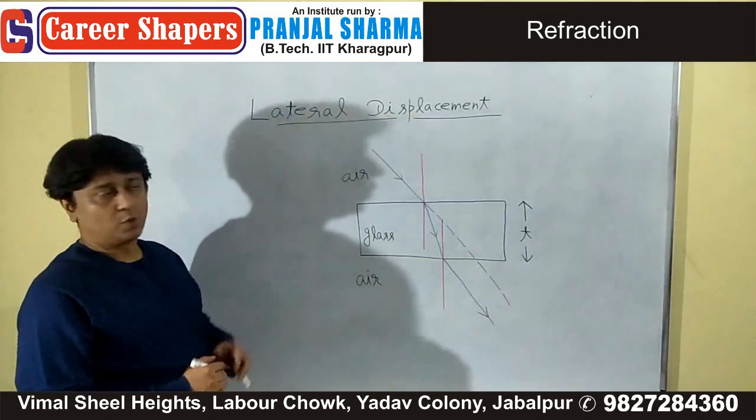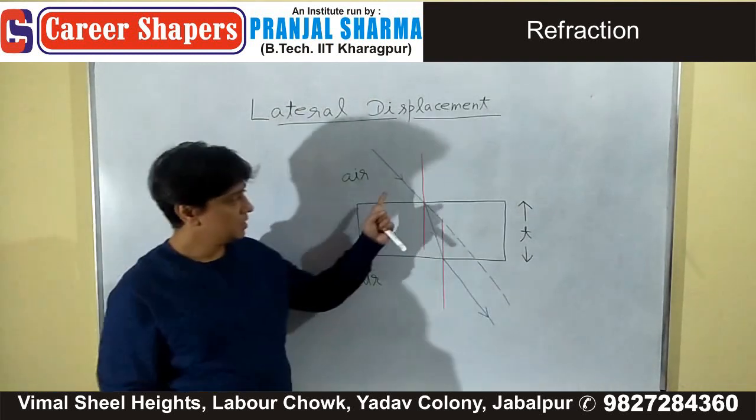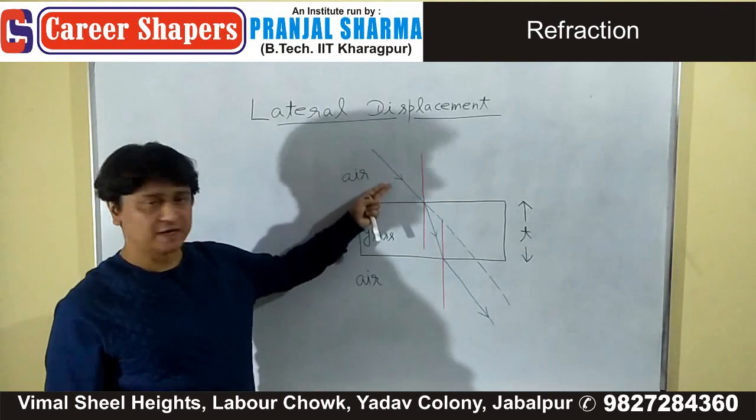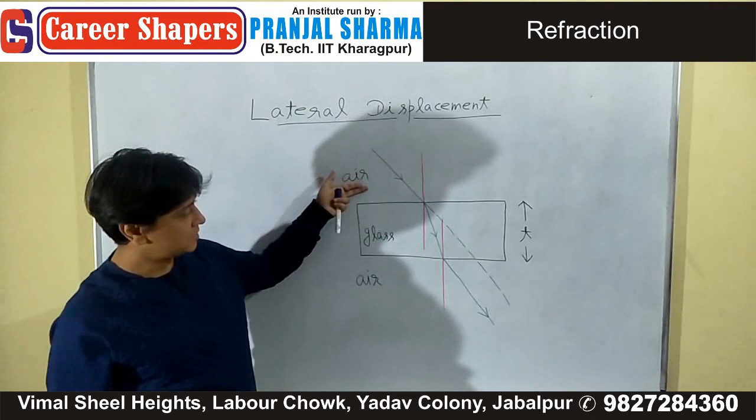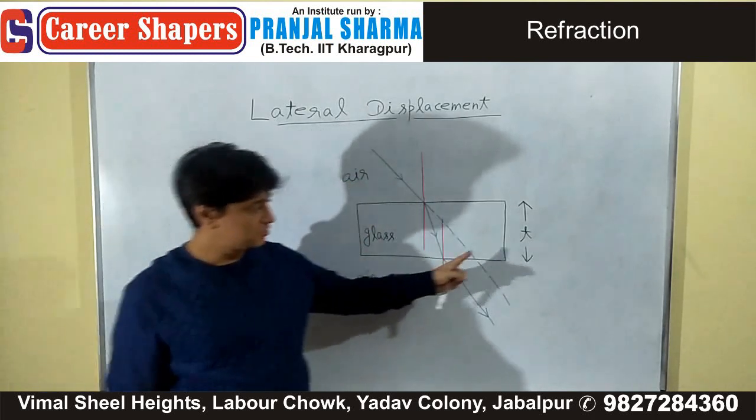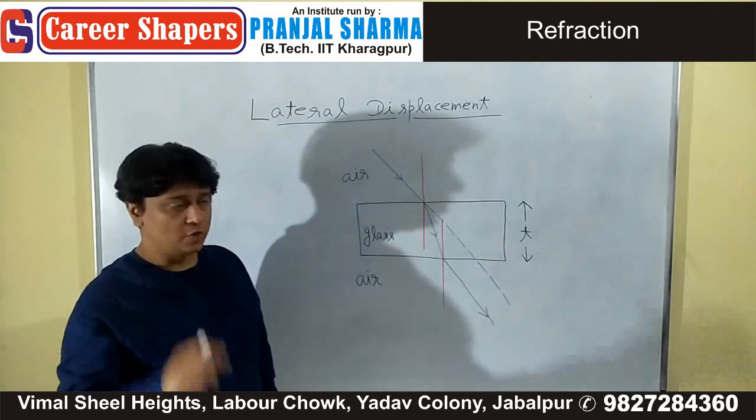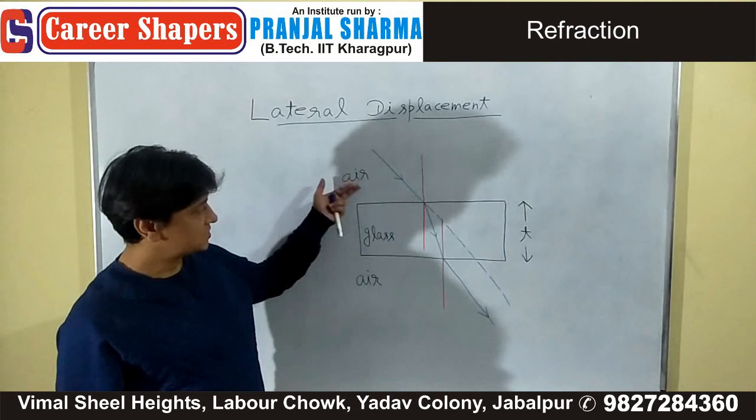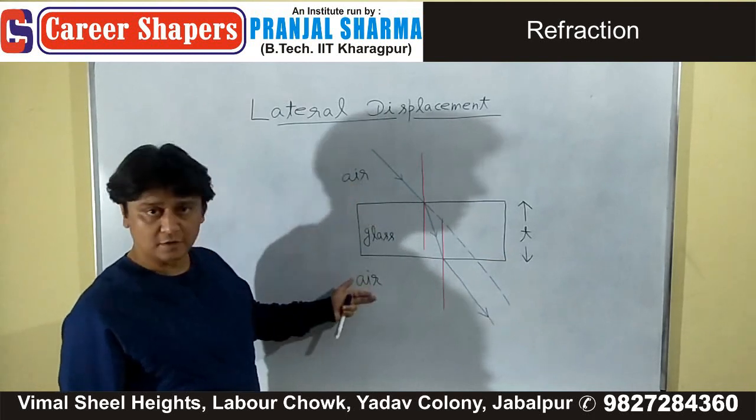Let's see what lateral displacement is. This is the incident ray. It is moving from air into this glass slab. Thickness of the glass slab is what? T. Now we know that if this is air, this is some medium, and this is again air.